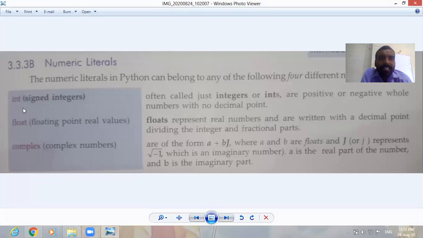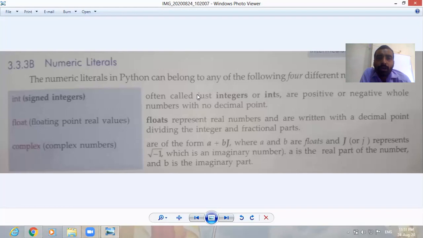In that we have three types. Int stands for integer. Float, here you can say the decimal values, the values with the point. Complex numbers are in the form of an imaginary number, that is in the form of a plus bj, that you will study in class 11th mathematics. So let us talk one by one about integer, float and complex.